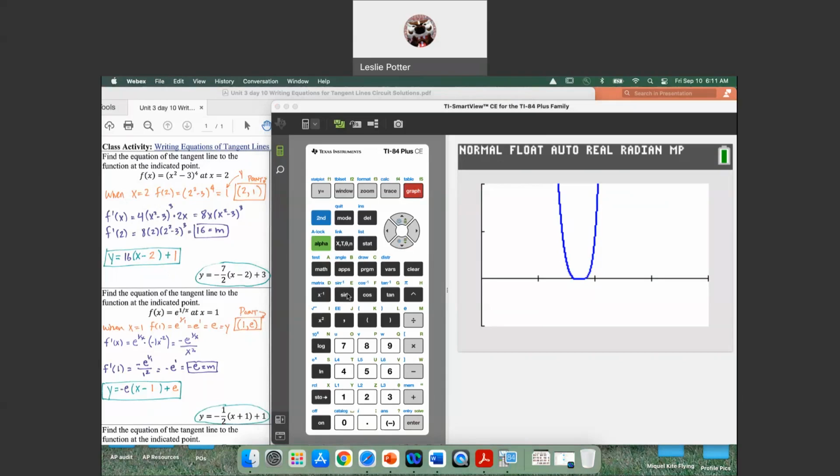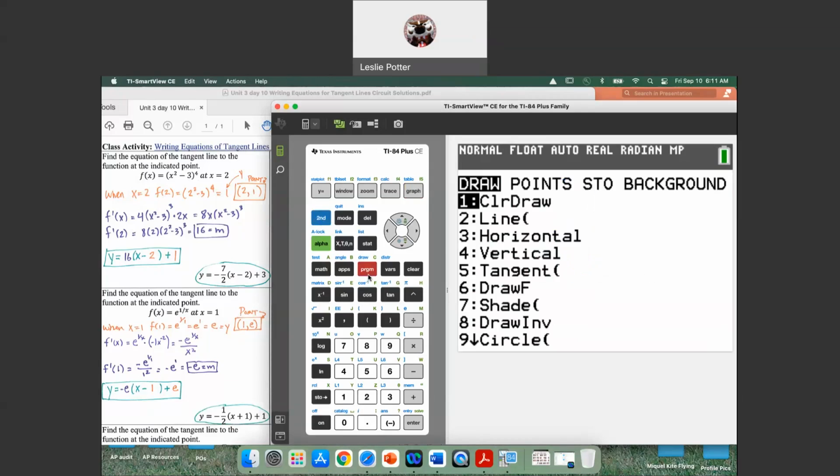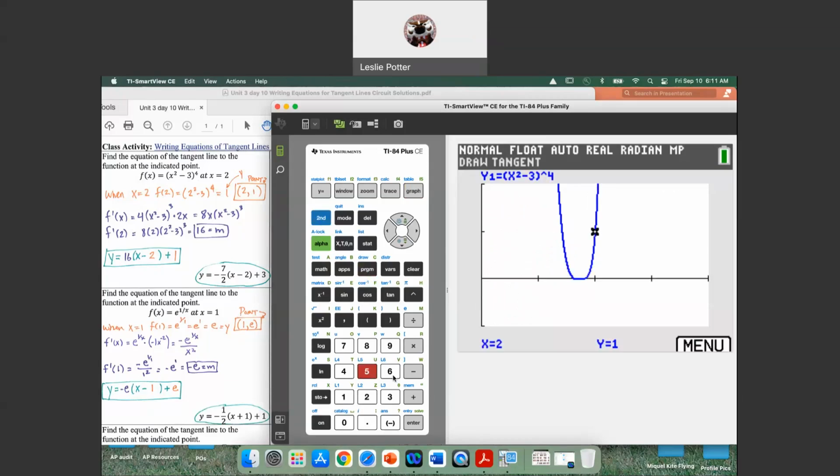But we can use something that's called the draw feature on your graphing calculator to give us the equation for the tangent line automatically with no calculus involved, which is kind of cool. So the draw feature is right here. I'm circling it with my cursor. It's a blue command, so that means I need to use the second key. So second draw, and I want to draw a tangent line, so that's option 5. And I want to draw this tangent line at 2, 1. So it happens to be right at that point. But if it weren't, I could just type in 2 and hit enter. And there is my tangent line.